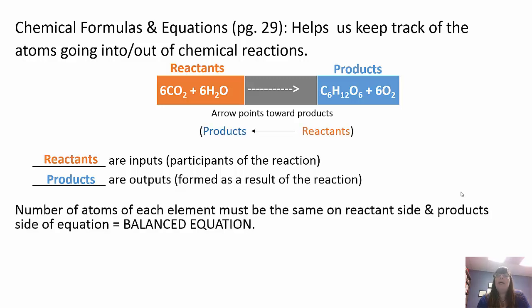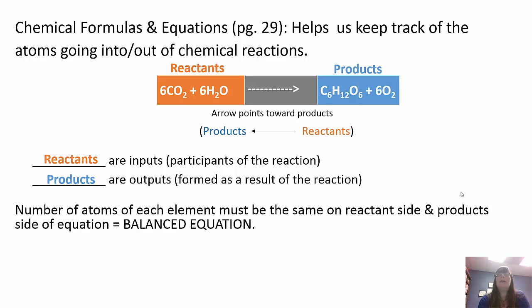It can also go the other way, where the reactants are glucose and oxygen and the products are carbon dioxide and water. If the number of atoms of each element equal each other on both sides of the equation, it's a balanced equation. So if you look, we have 6 carbon. On the other side, we have 6 carbon.